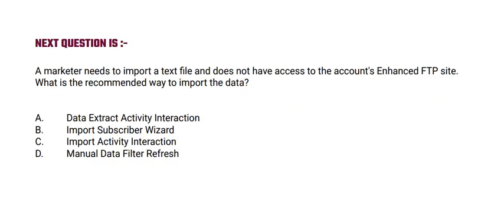Now, the question is, a marketer needs to import a text file and does not have access to the account's enhanced FTP site. What is the recommended way to import the data? Options are Option A, data extract activity interactions. Option B, import subscriber wizard. Option C, import activity interactions. And option D, manual data filter refresh. The correct option is option B.